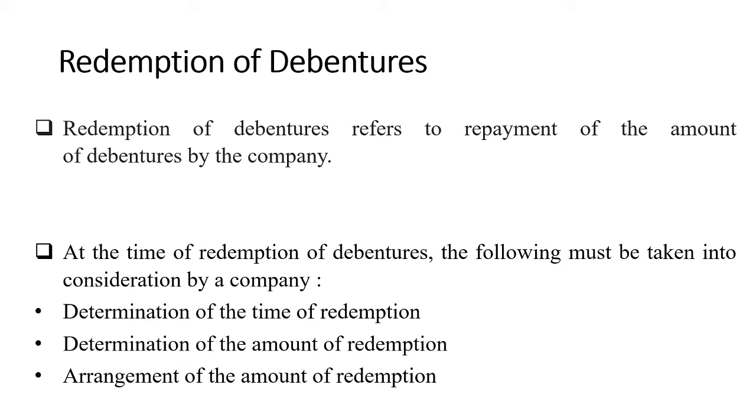But in case if company is going to purchase the debentures from the open market, then it may happen that the companies buy the debentures at discount also. And the third and the most important point is about the arrangement of the amount of redemption. It is about finalizing which source would be used for the redemption of debentures. Like for example, fresh capital may be issued, accumulated profits may be used, surplus funds can be utilized, and assets can also be sold for the redemption of debentures.